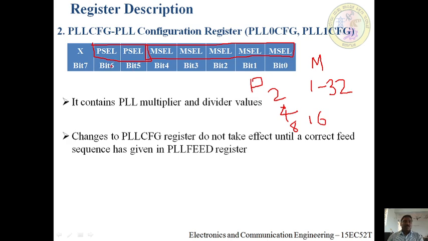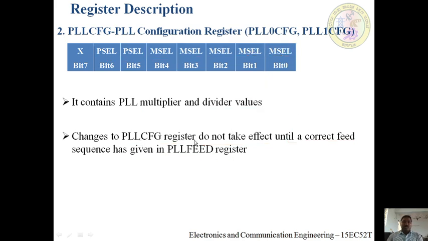So in total, this PLL configuration register is used to set the multiplier and divider values. And one more thing: changes to the CFG register, that is the multiplier and divider values, will not take effect until a valid feed sequence is given to the PLL feed register. This is very important.